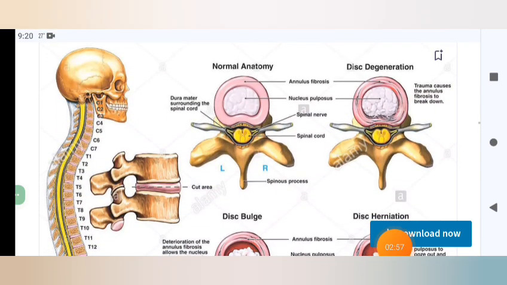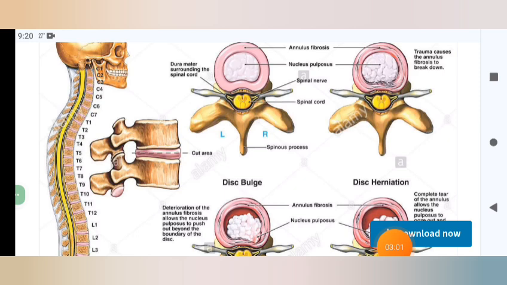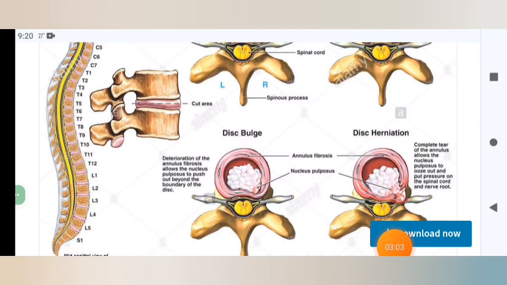Now we can also see normal anatomy and disc degeneration, disc bulge, disc herniation. Disc bulge: deterioration of the annulus fibrosus allows the nucleus pulposus to push out beyond the boundary of the disc. Disc herniation: complete tear of the annulus allows the nucleus pulposus to push out and put pressure on the spinal cord and nerve root.